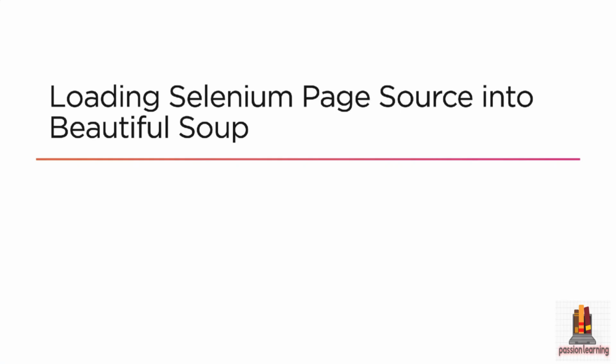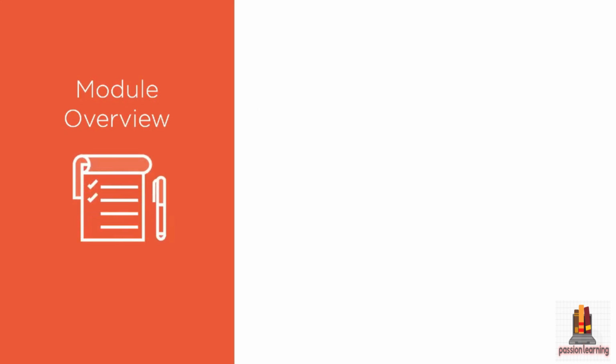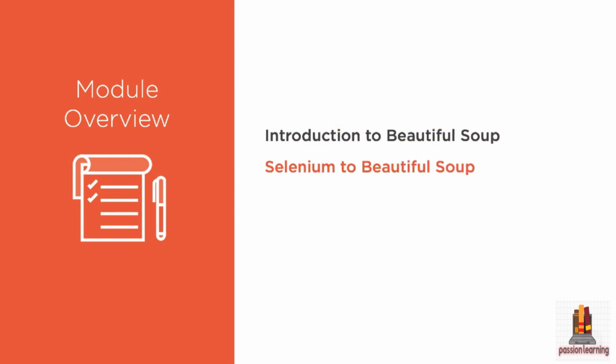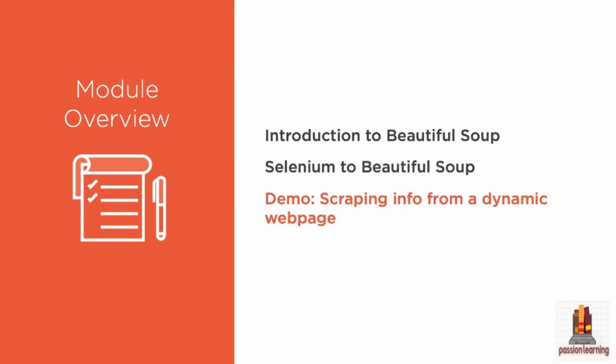In the penultimate module of this course, we'll be learning about how to load the Selenium page source information to BeautifulSoup in order to extract data from a dynamic web page. Here's what we'll cover in this module. First up, I'll give you a primer on BeautifulSoup and its components. Then, we'll see the how and the why of loading the page source information from Selenium to BeautifulSoup. And finally, for the demo, we'll use a combination of Python, Selenium, and BeautifulSoup to navigate to and extract information from a dynamic web page.